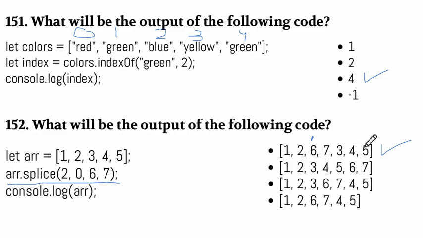So I believe you guys understand the use of the splice method. Let me repeat it again. The first element is the starting index, 0 is the delete count or deleting element, and 6 and 7 are the items. It could be more items, it's up to you.